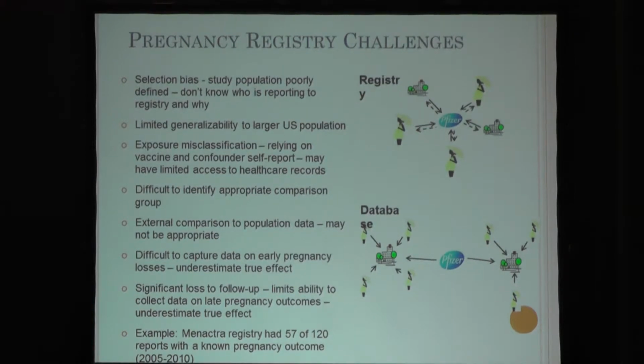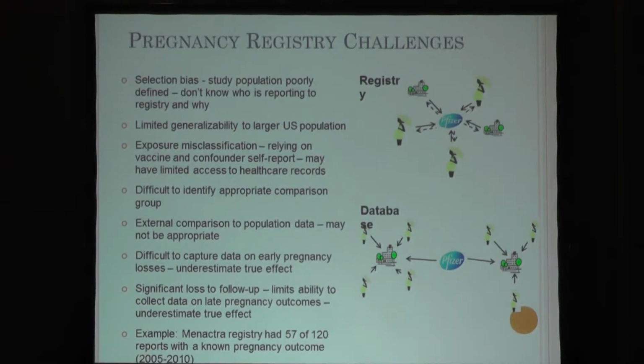And there are a few limitations. The first is that the study population is poorly defined, because we don't know who would call, or why they call. Because of that, we would have a hard time finding an appropriate comparison group, internal or external. And because the exposure is based on self-report, sometimes it's difficult to validate whether they were really exposed to our vaccine. On top of that, we typically encounter significant loss to follow-up.